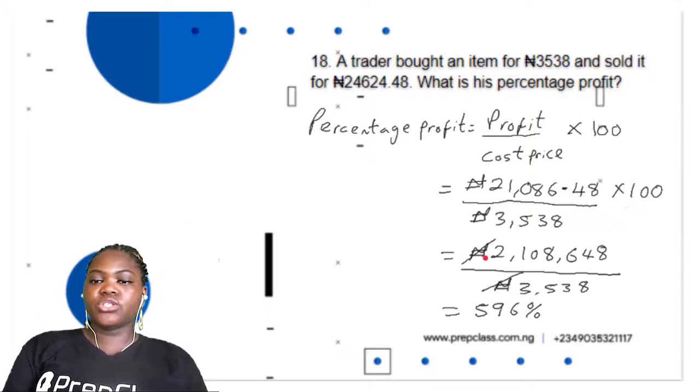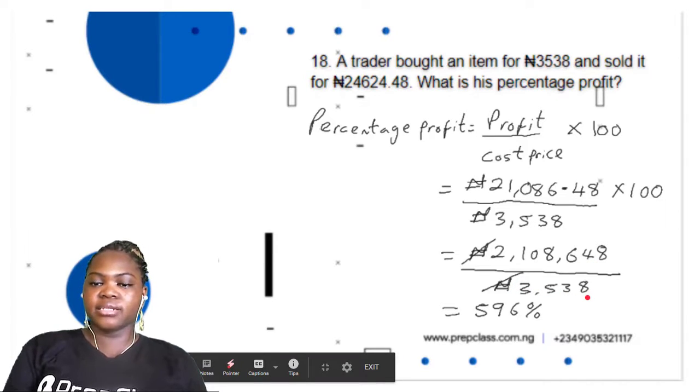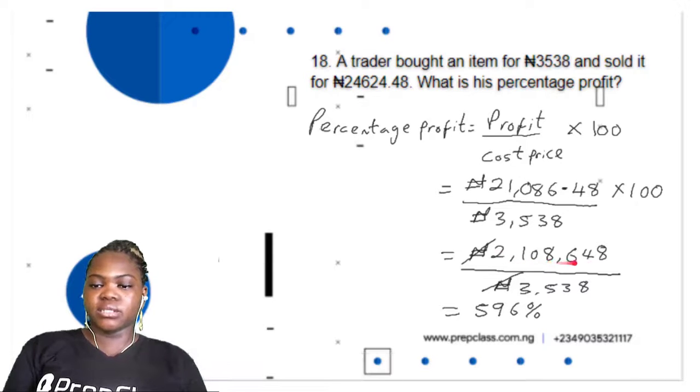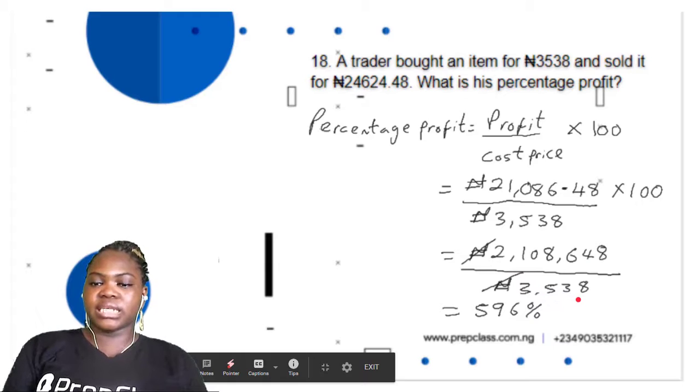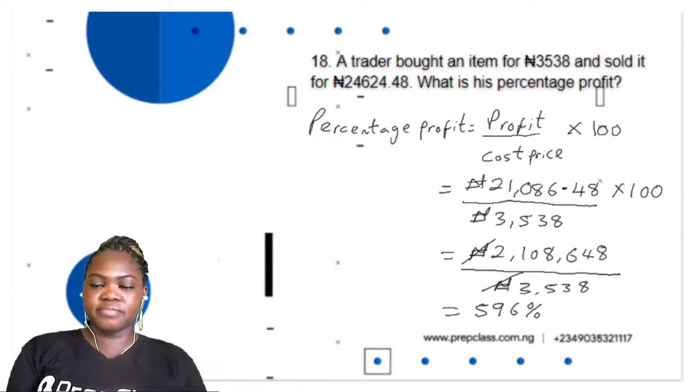We're going to have 2,108,648 naira. Now we can divide it by 3,538 naira. Naira divides naira, so we can cancel them out. Now we have 2,108,648 divided by 3,538. When we do this division, the answer we'll get is 596%. So this trader must have made a lot of profit.